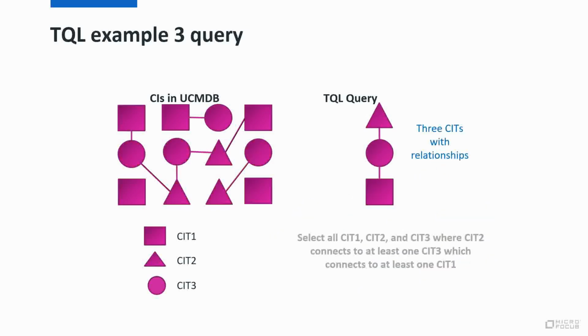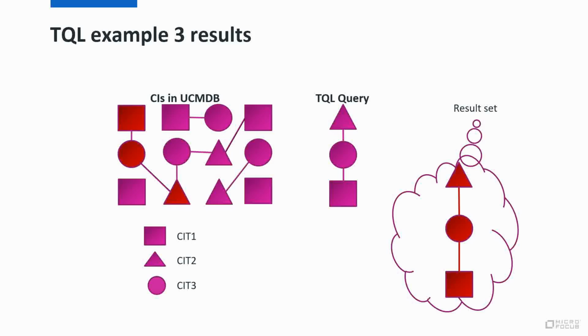Now let's look at a little bit more complicated TQL. A triangle connected to a circle connected to a square. How many do we have in our database? Triangles that are connected to a circle that are connected to a square. And the best way to say that is actually a triangle connected to at least one circle which is connected to at least one square. That's correct. There's only one. There's only one in the database, and that is what we would return. Now, we have other triangles connected to circles, but not connected to a square. Those would not be returned because we need all three.